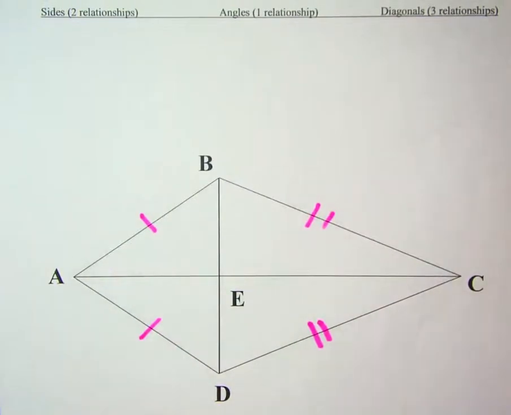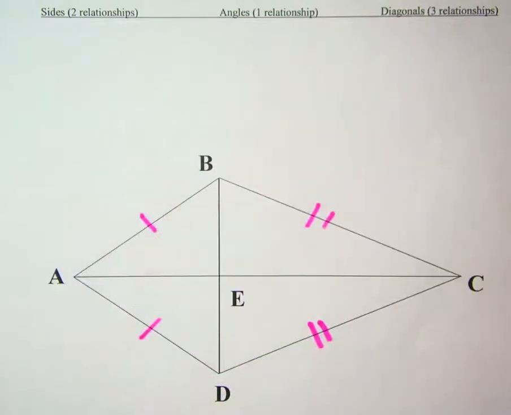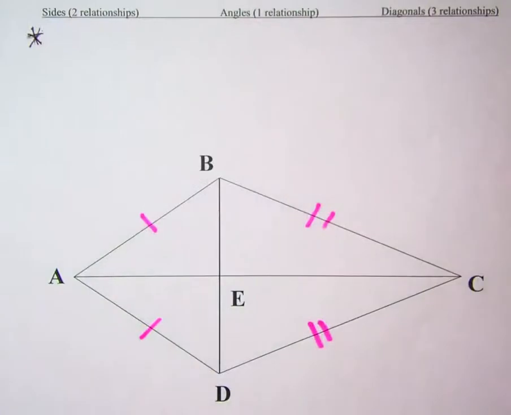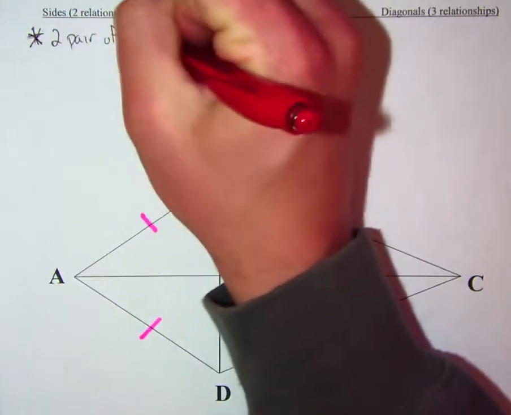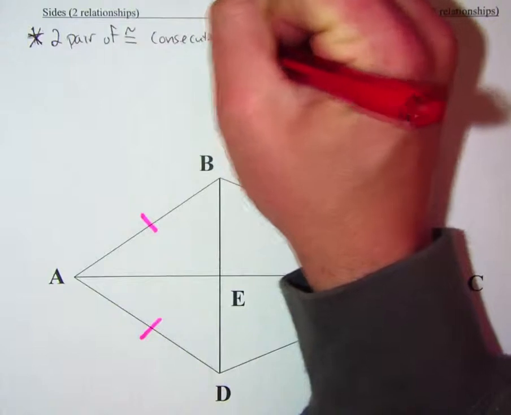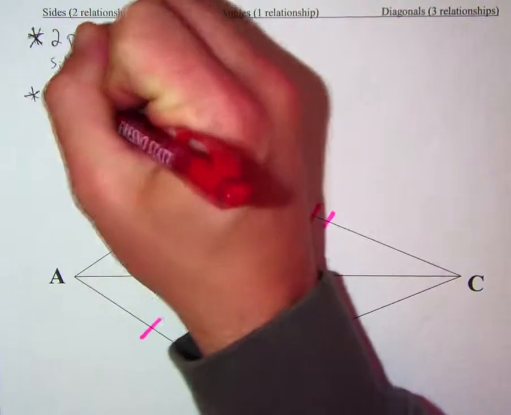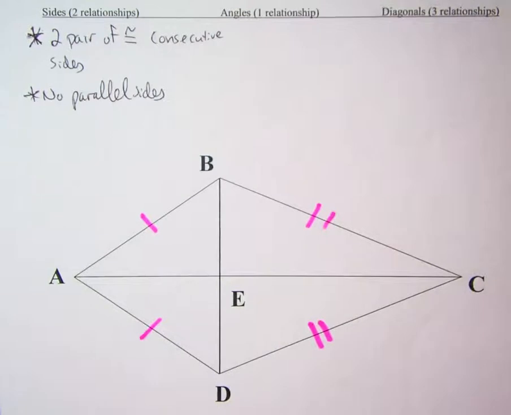You'll also notice that none of these sides are parallel. Absolutely none of them. These might kind of sort of look like they are, but if you really look closely, they get closer and closer together out there. So the major relationship here for the sides is that we have two pair of congruent consecutive sides. And there's no parallel sides. That's a big deal. So is this possibly a parallelogram? Absolutely not.